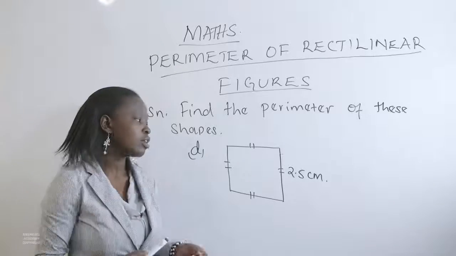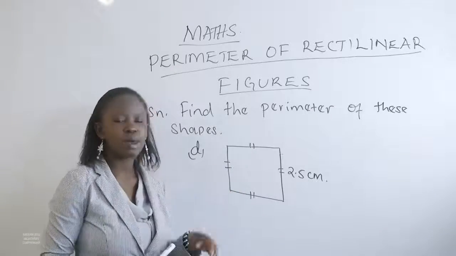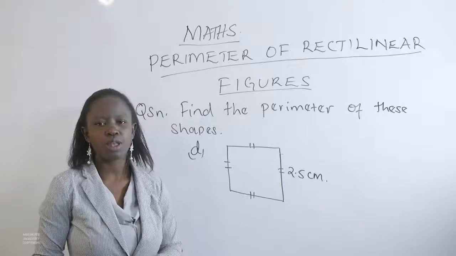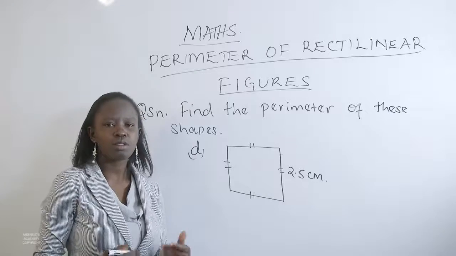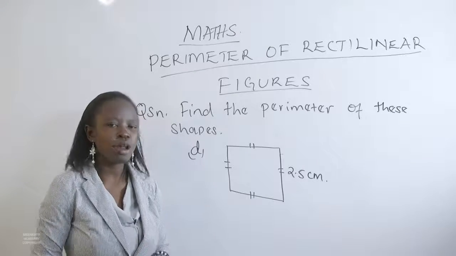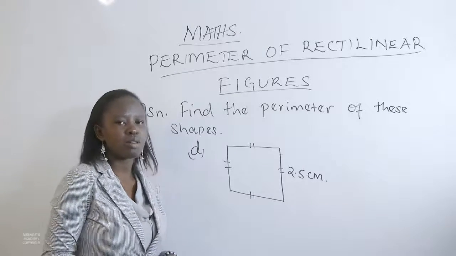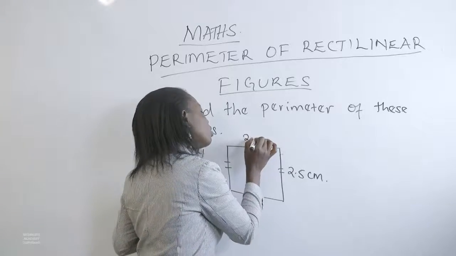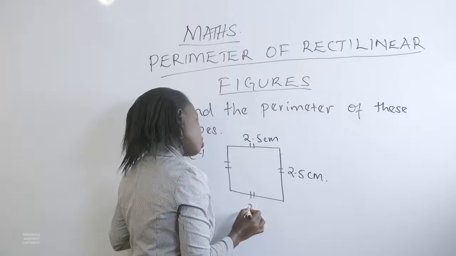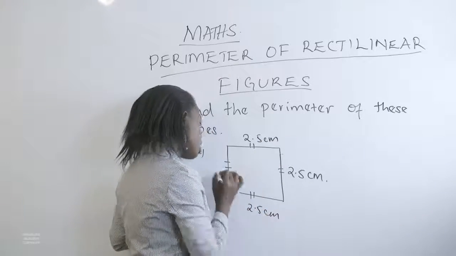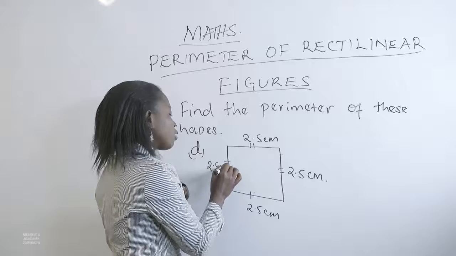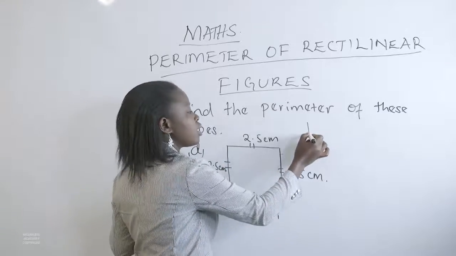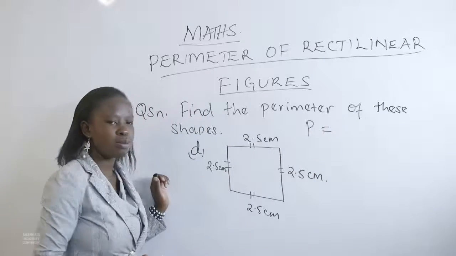So how do we go about it? We are saying that the markings simply indicate that all the four sides are equal. We've been given one of the lengths, which is 2.5. And since all the four sides are equal, then it simply means all the sides are 2.5 centimeters. So this will be 2.5 centimeters. This one is 2.5 centimeters. This is 2.5 centimeters.